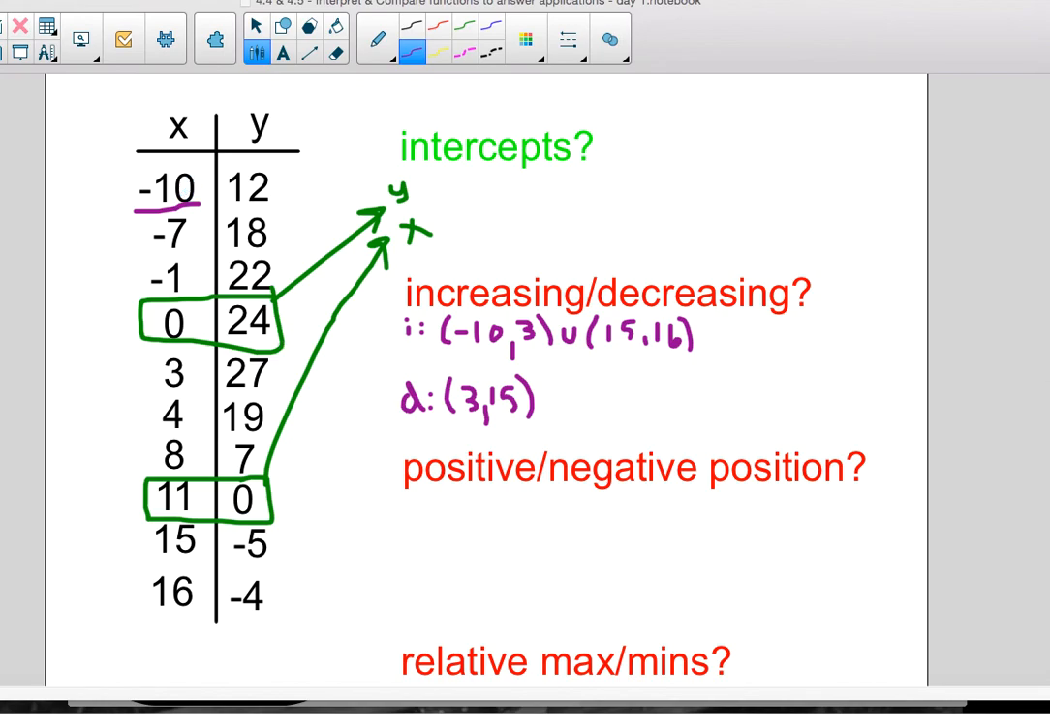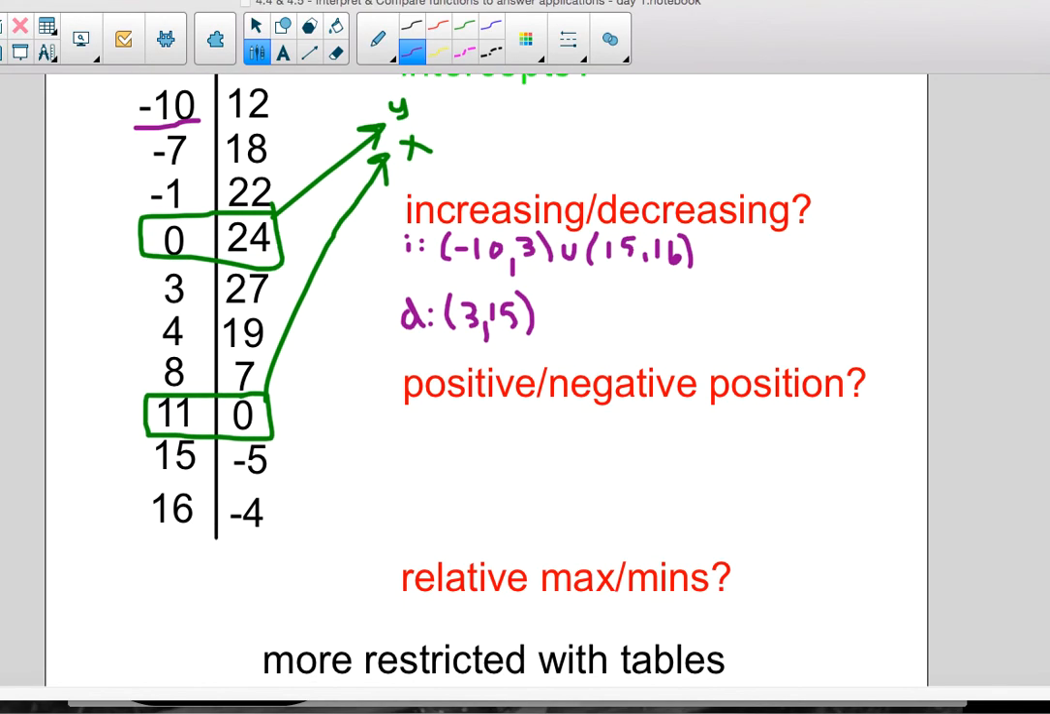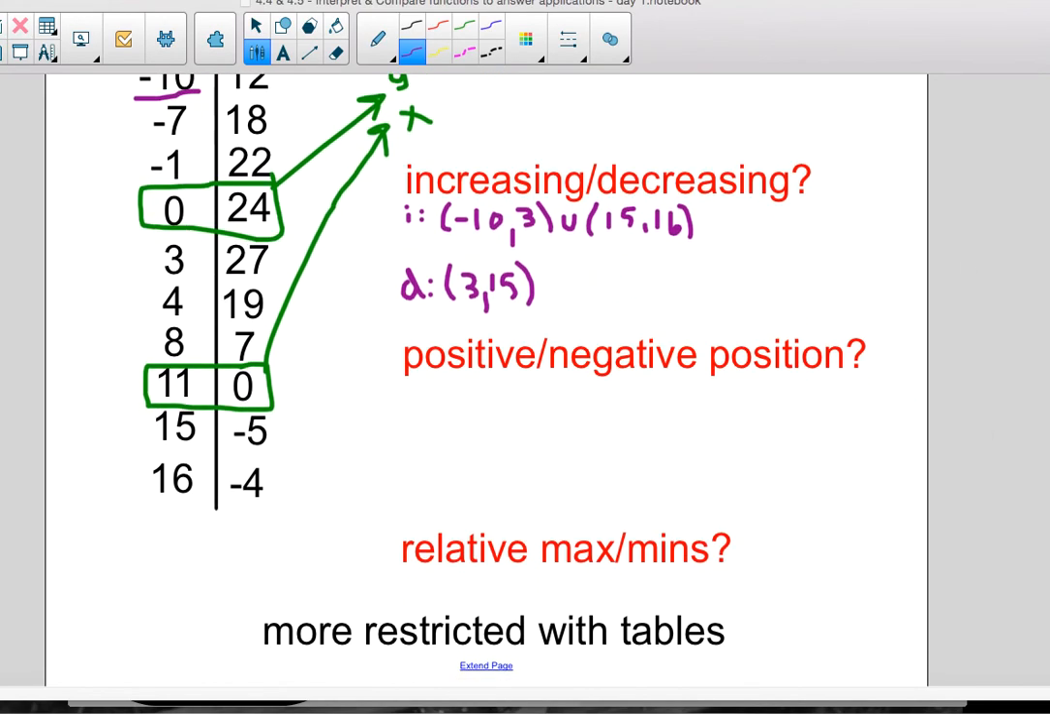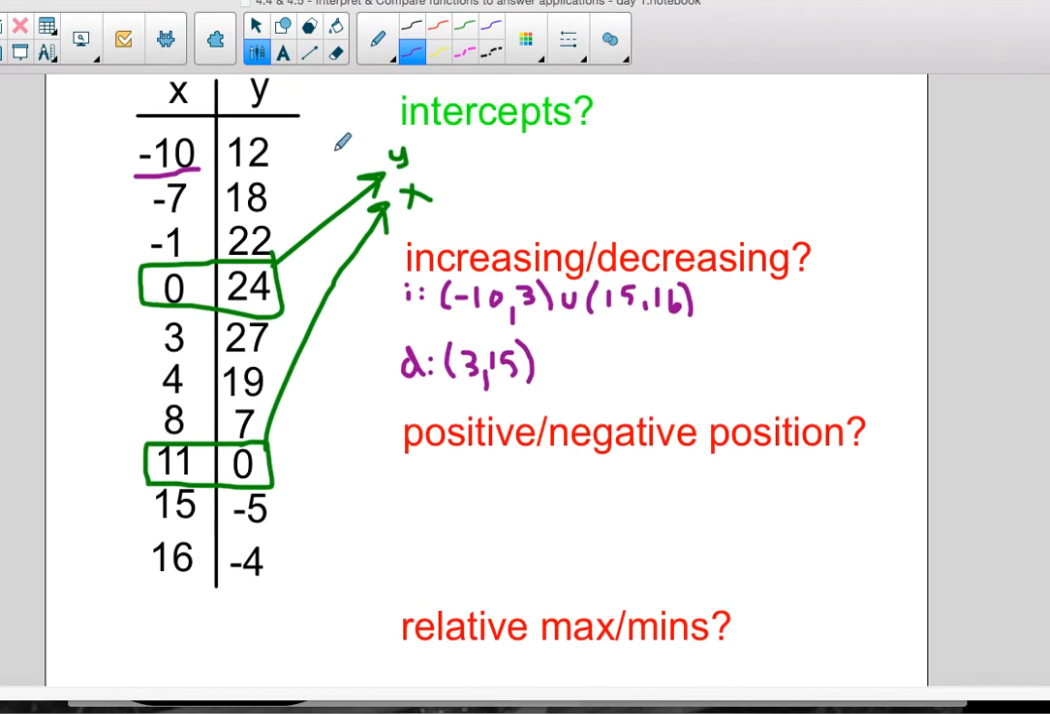Positive and negative position. If I think about that, look at where your y values are positive and negative. So even though I'm going up here, it doesn't really matter with positive and negative position. I'm just looking for positive y's. So here, 12, 18, 22, 0, 24, 27, 19. I don't care that I started going down. It's still positive position. So I don't hit negative position until I hit the negative 5. So 11 comma 0, that's going to be my cutoff.